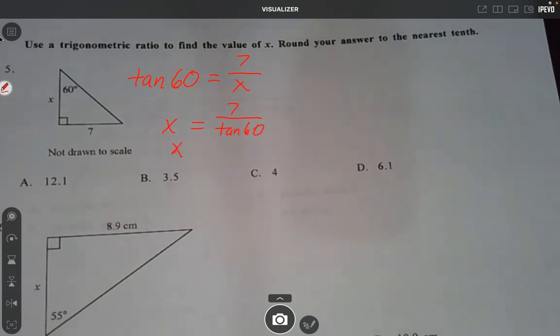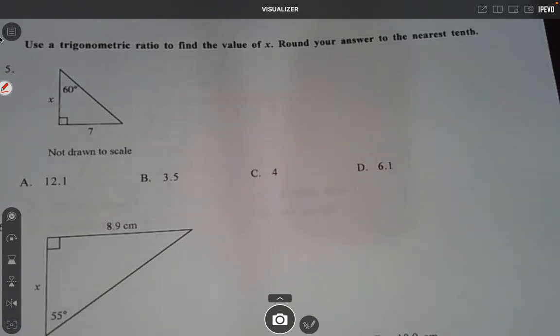So if I divide that, what does it give us? 4. Number 5, and that's C. So 4 was C and 5 is C. Oh, because it's 4.0. So looking at your answer choices, it's 4.